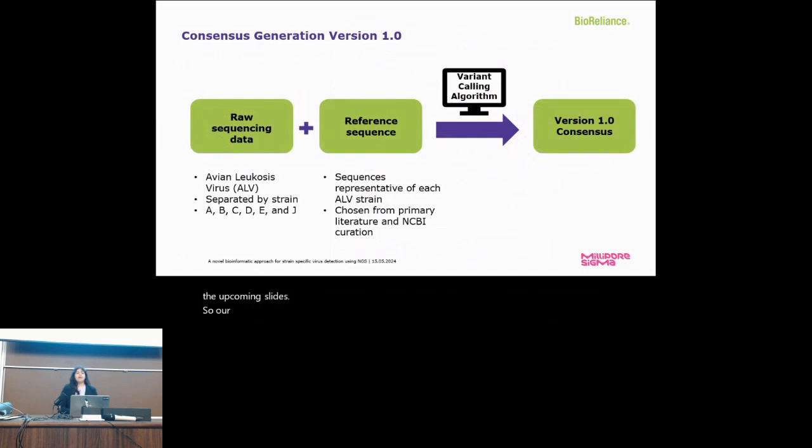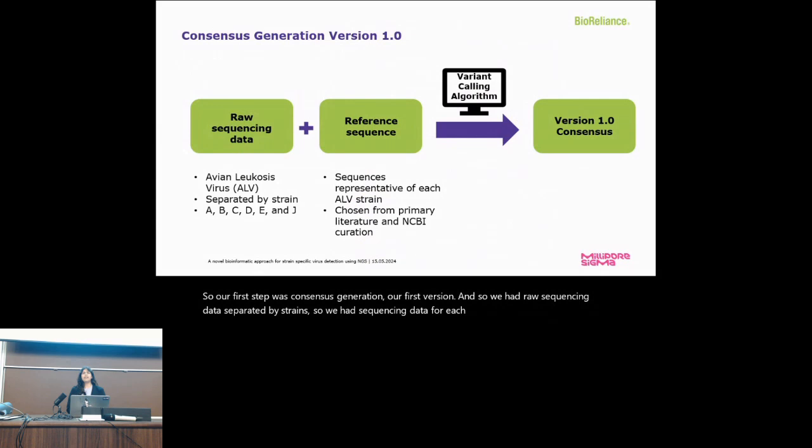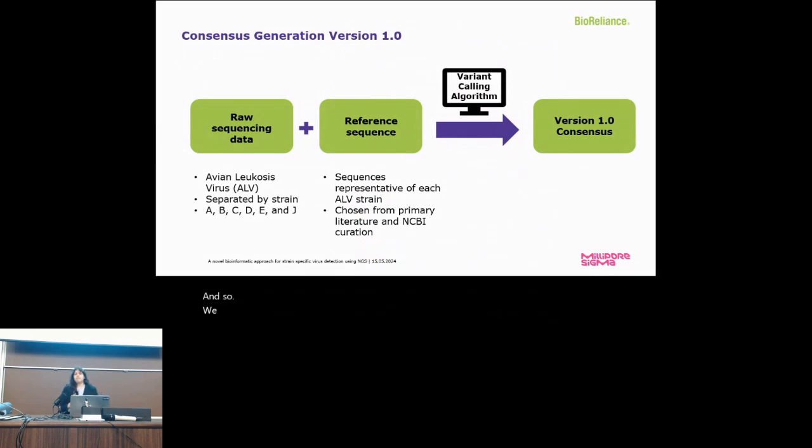Our first step was consensus generation, our first version. We had raw sequencing data separated by strains, so we had sequencing data for each strain, and we wanted to use a pre-existing in-house variant calling algorithm. This algorithm uses alignment and pileup to create a consensus sequence. The only problem is that we need a reference sequence as input because it does alignment. So we selected these reference sequences based on the completeness of the sequence and also if it had a paper alongside it.